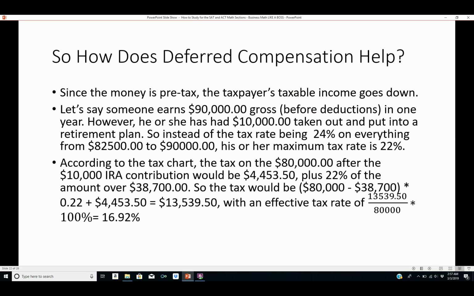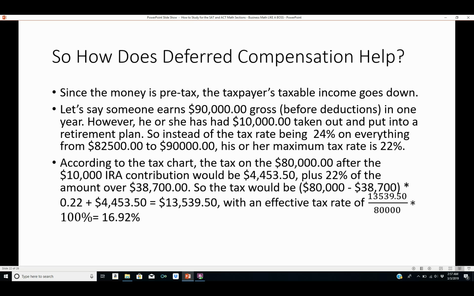So let's say you earn $90,000 gross before deductions in one year. However, this person has had $10,000 taken out and put into a retirement plan. So instead of the tax rate being 24% on everything from $82,500 to $90,000, you can take a look at our chart that we looked at before. His or her maximum tax rate is 22%.